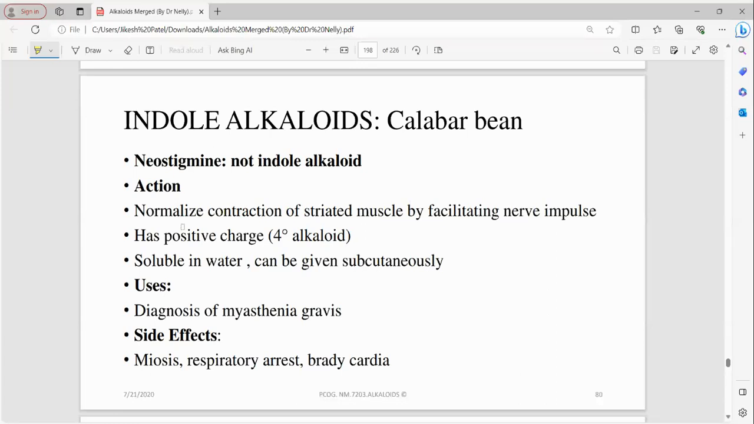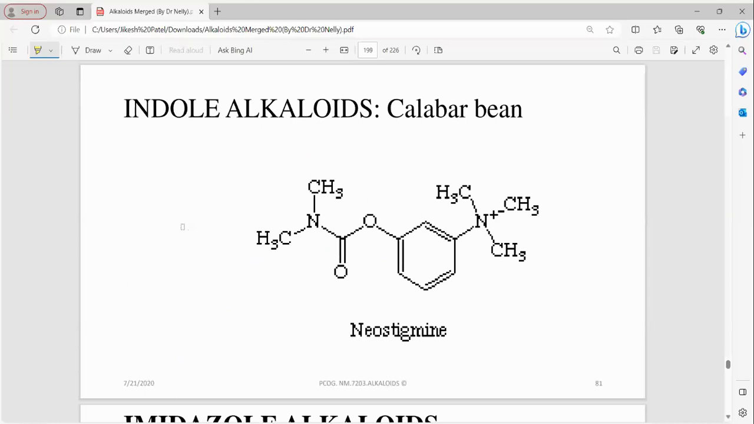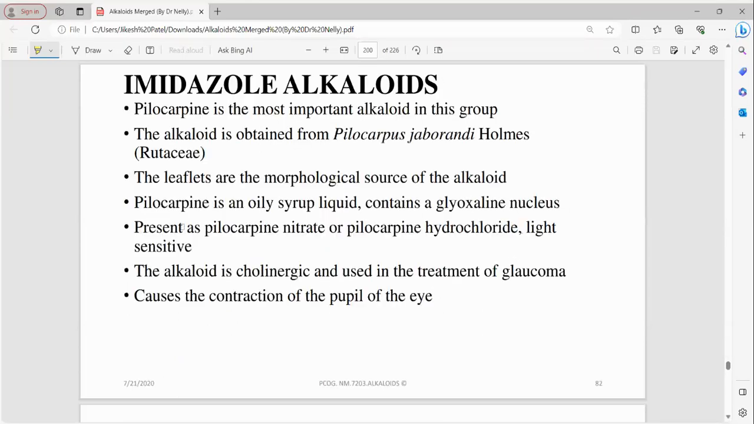Then neostigmine. It's not an indole alkaloid, but it's been fashioned from physostigmine. It has the same action as physostigmine, only that this one is a quaternary alkaloid. It's used in the diagnosis of myasthenia gravis, and the side effects are the same as you'd expect with physostigmine. We'll see them more when we're doing pharmacology.